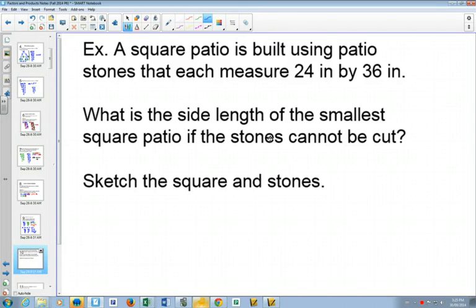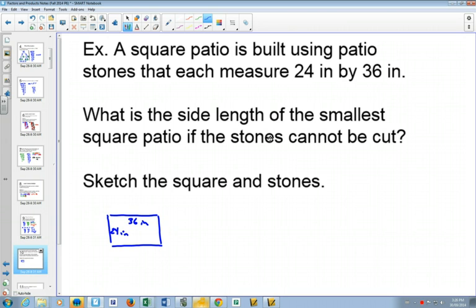All right, we've got a square patio, and we've got patio stones that are 24 inches by 36 inches. So here's one patio stone, 24 inches by 36 inches. Is that a square? No. So you can't build a square patio with just one of them.